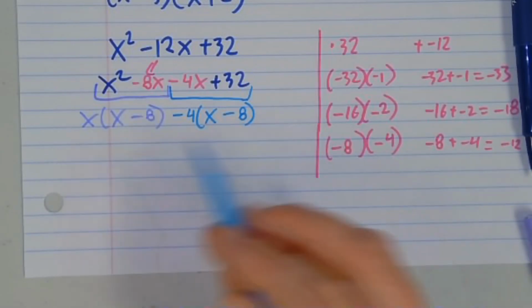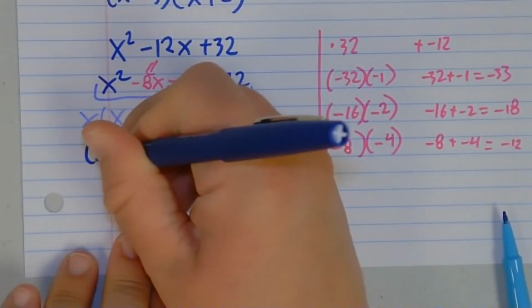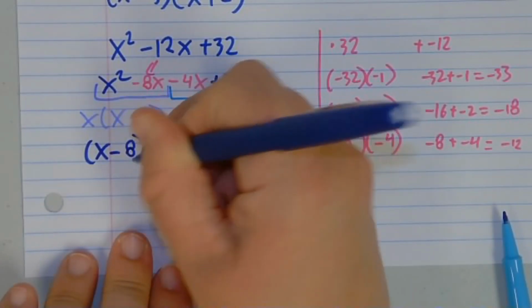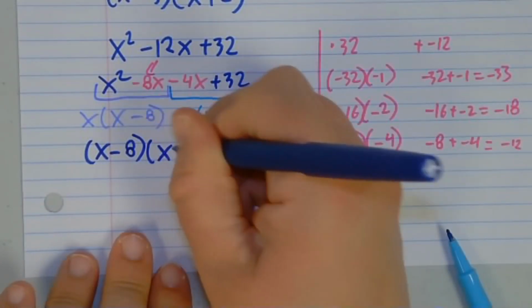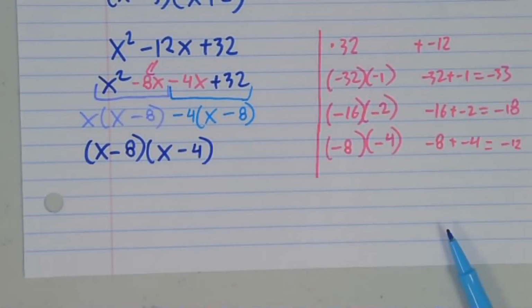Then I can factor the x minus 8 out of each term and get x minus 8 times x minus 4. So now you've seen each of the different things that can happen with positives and negatives in these situations where we're factoring trinomials with a leading coefficient of 1.